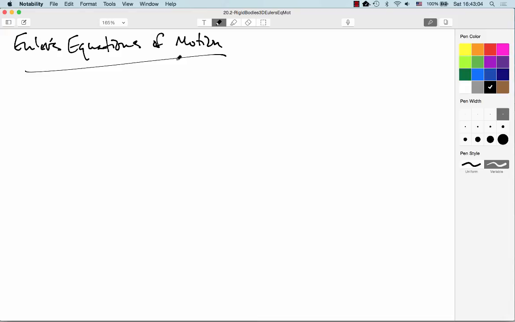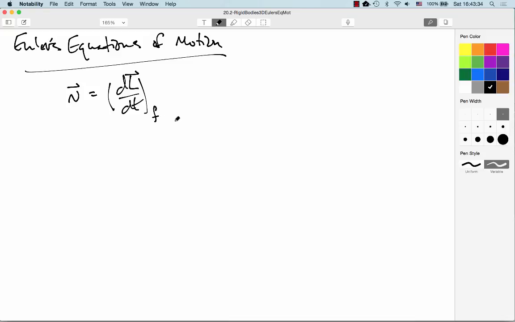Okay, so we'll continue our exploration of the motion of rigid bodies in 3D by developing Euler's equations of motion of a rigid body. And we're going to start with Newton's second law as applied to rotations, which says that the torque on something is equal to the time derivative of the angular momentum. Now, keep in mind that's evaluated in some fixed frame.